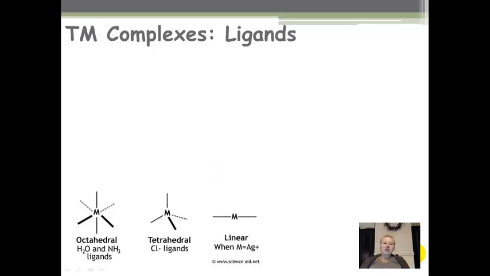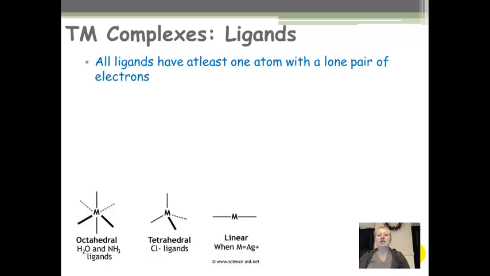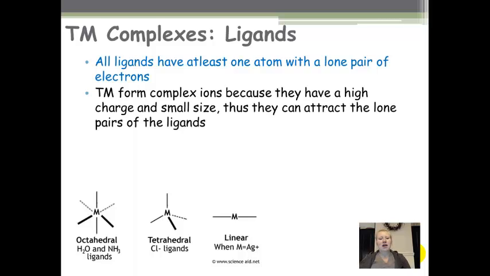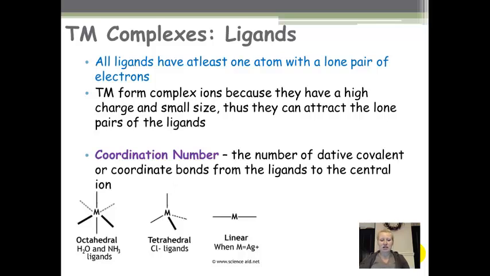Alright, let's talk more about transition metal complex ions. Let's talk about ligands. Ligands always have at least one atom with a lone pair of electrons. Transition metals like to form complex ions because they have a high charge, meaning +2, +3, +4, but they're very, very small, so they can attract those lone pairs on ligands. The coordination number refers to the number of ligands that are attached to that transition metal, so it's the number of dative bonds that are formed.